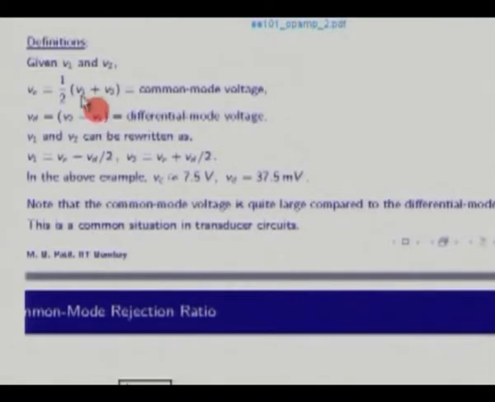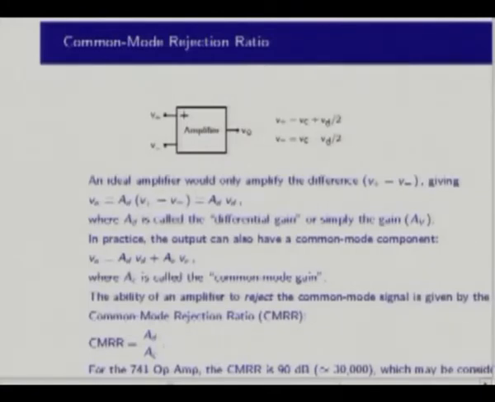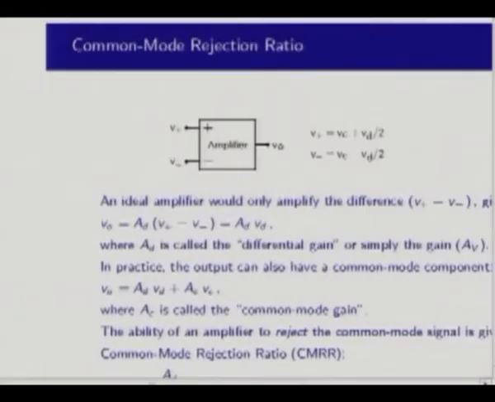Okay, now this leads us to the definition of the common mode rejection ratio. Here it is once again, and there is an amplifier, V plus and V minus. So V plus and V minus are the inputs to this amplifier, and it has a common mode component Vc and a differential mode component Vd. So V plus is Vc plus Vd by 2, V minus is Vc minus Vd by 2.